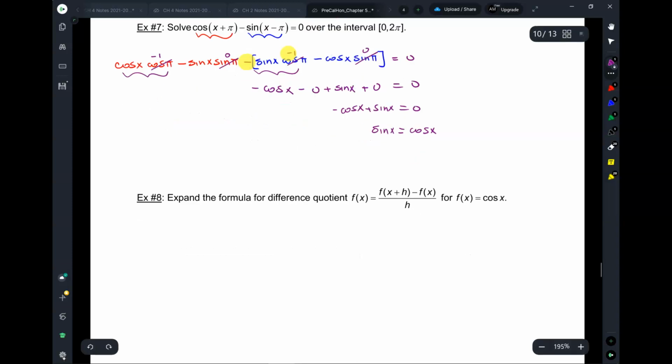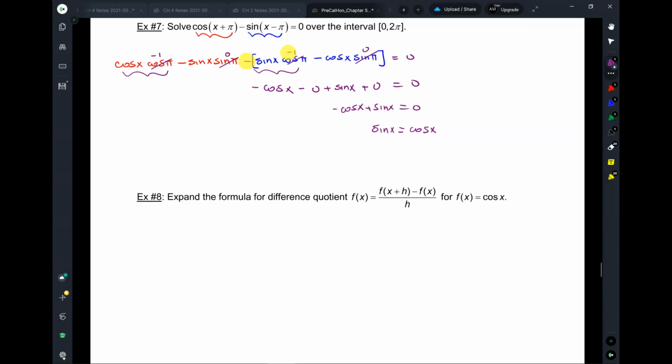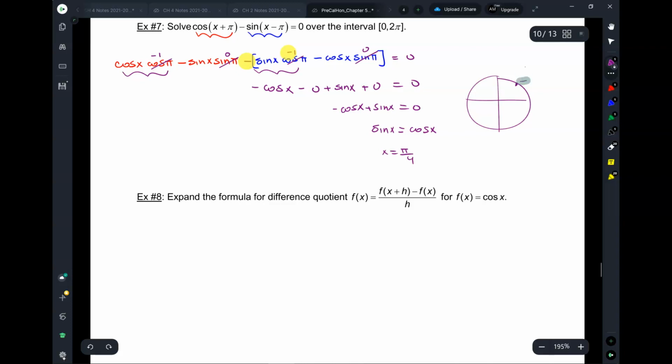Pi over 4, right? That's like that meme, like comes in like 30 minutes late, answers first question. So, pi over 4, what else? Where else? Okay, so pi over 4, yes, for sure.